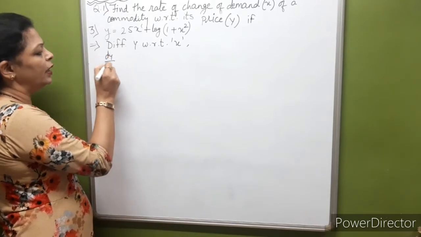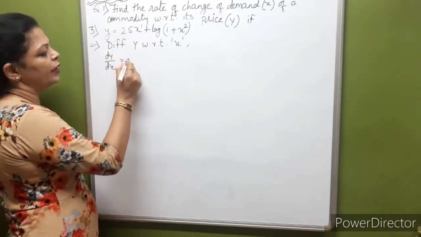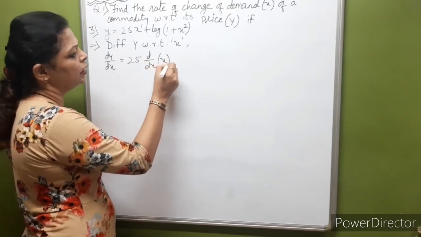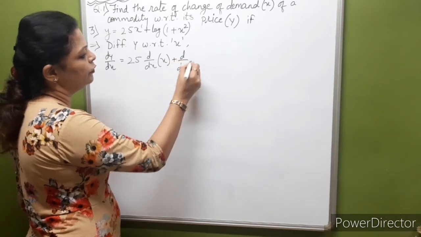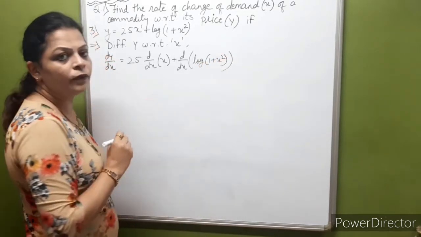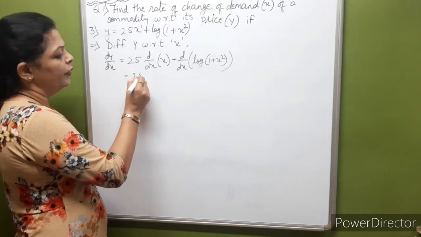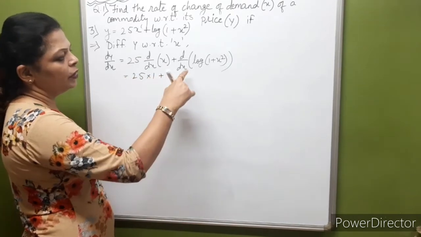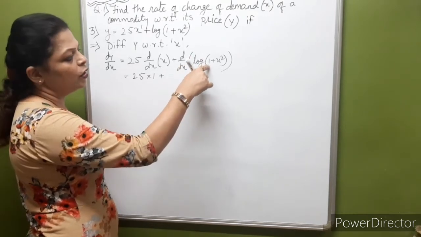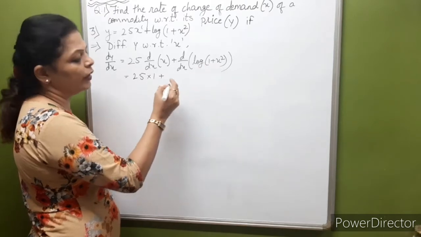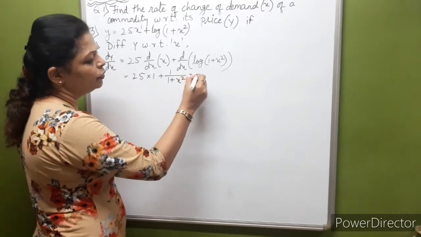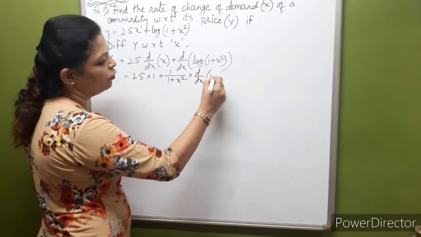So you get dy by dx is equal to, now this 25x, so 25 will take out, d dx of x plus d dx of log of 1 plus x square. Correct? Now derivative of x is 1 plus. Now derivative of log first. Derivative of log x is 1 upon x. Over here in place of x you have 1 plus x square. So we will write 1 upon 1 plus x square into derivative of 1 plus x square.